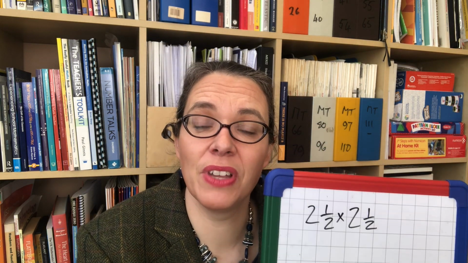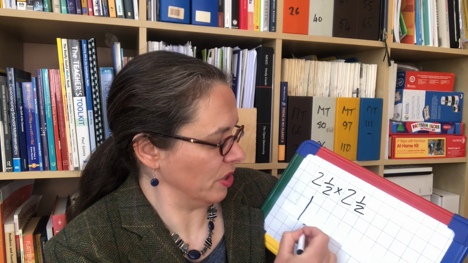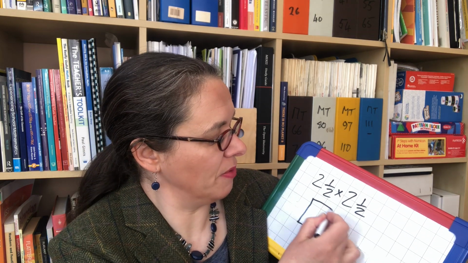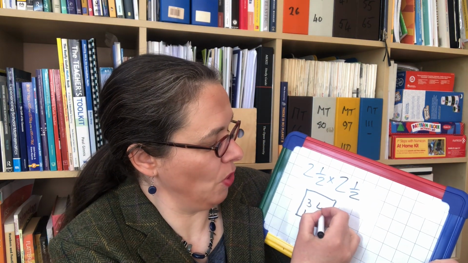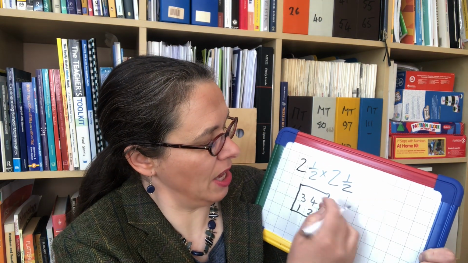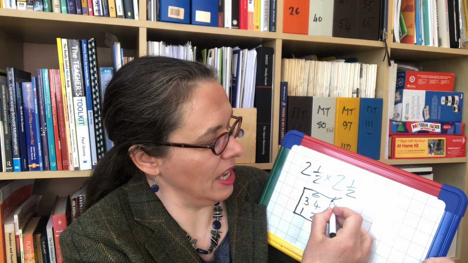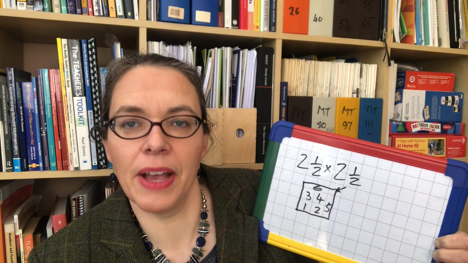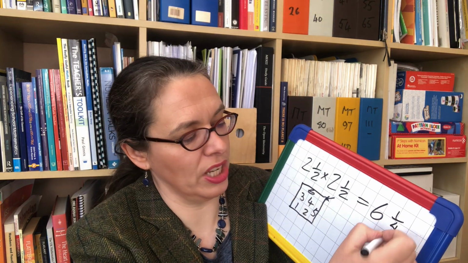Hopefully you can see by now that we can do that if we just draw a square that's 2.5 squares high by 2.5 squares wide. We can count 1, 2, 3, 4. We have 2 half squares here, so that would be 5. 2 half squares there, so that would be 6. And this bit here, that's a little quarter square. So therefore the answer is 6.25.